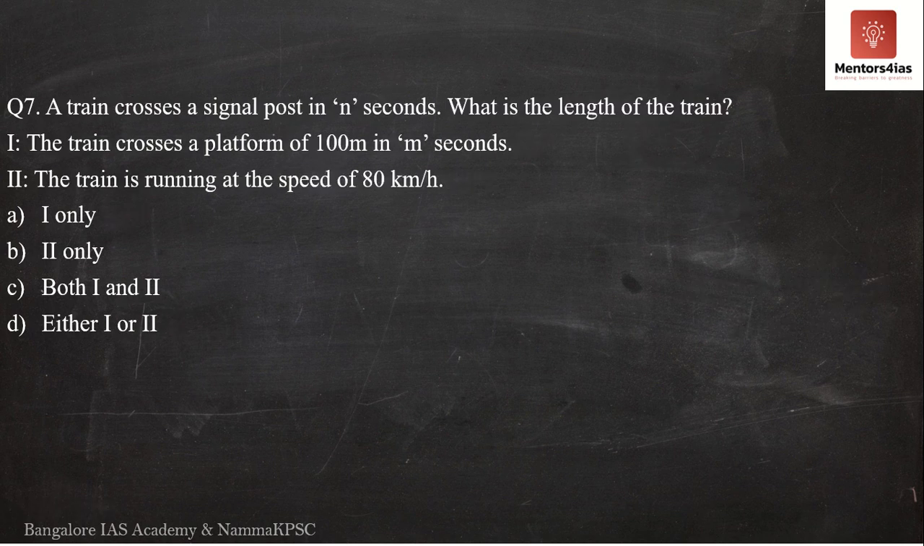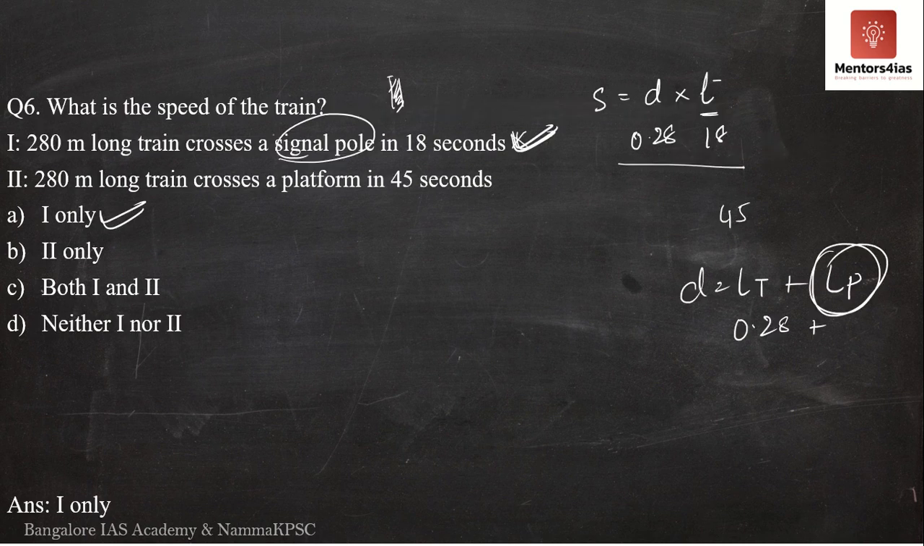Seventh question. The seventh question says, a train crosses a signal in n seconds. Therefore, what is the length of the train? Now, for the length of the train, LT is nothing but speed into time. Now, this is nothing but the distance. Oh, sorry, I think I made a mistake over here. Speed is nothing but distance by time. My mistake. I'm just rushing through the questions and making silly mistakes now. Speed is equal to distance by time. While doing the next question, it just came to mind what kind of a silly mistake I had made here. Speed is equal to distance by time over here.